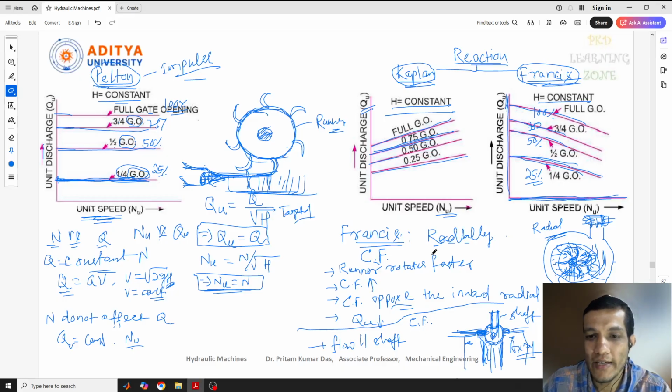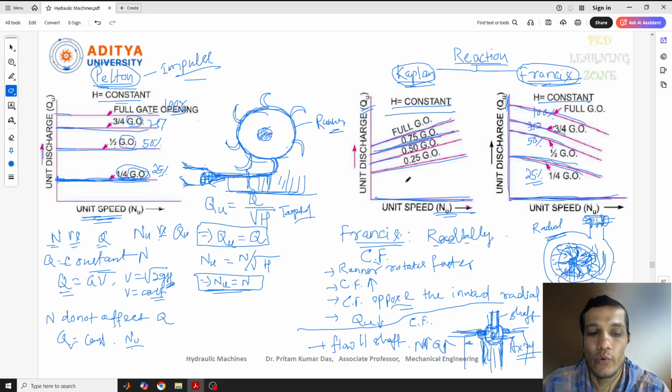Now, once you increase the speed of the runner, that improves the suction also. When you increase the speed of the runner, as I told you, that will create a suction at the outlet condition. Suction at the outlet condition means the discharge will be more at that point. So these blades will allow more flow from the outlet. That's why, if you see, as the speed increases, our discharge also increases.